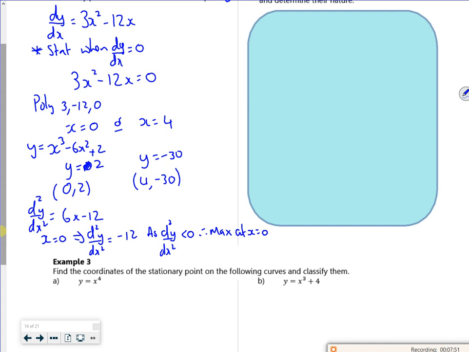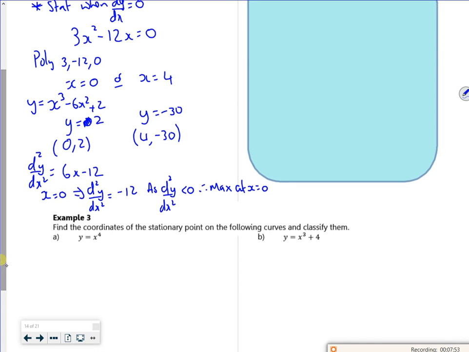Now I need to fit in x is 4. I've not really spaced myself out. So if I sub in 4, I've got 6 times 4 minus 12, which is plus 12. So as that is greater than 0, it must be a minimum. So you've got to remember that. This is 4.